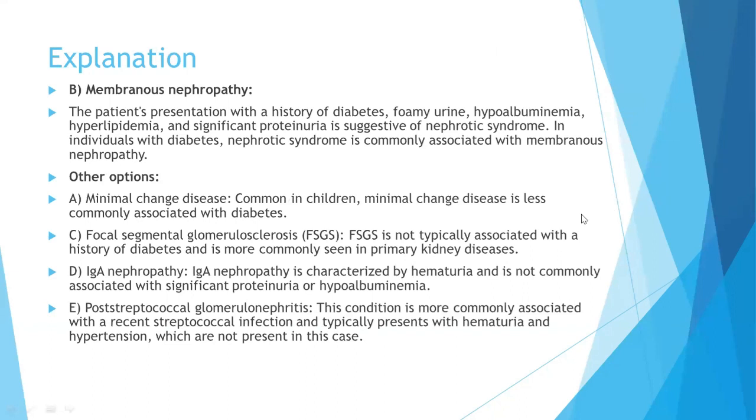Membranous nephropathy. The patient's presentation with the history of diabetes, foamy urine, hypoalbuminemia, hyperlipidemia, and significant proteinuria is suggestive of nephrotic syndrome. In individuals with diabetes, nephrotic syndrome is commonly associated with membranous nephropathy.